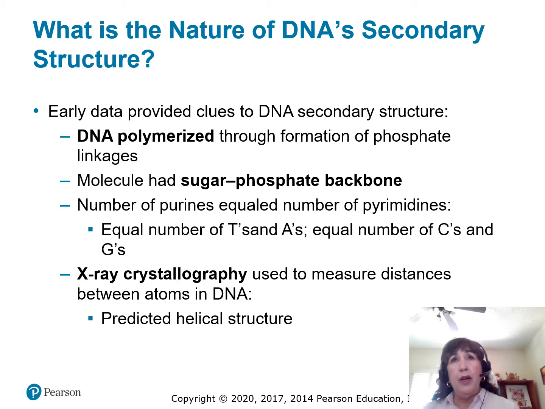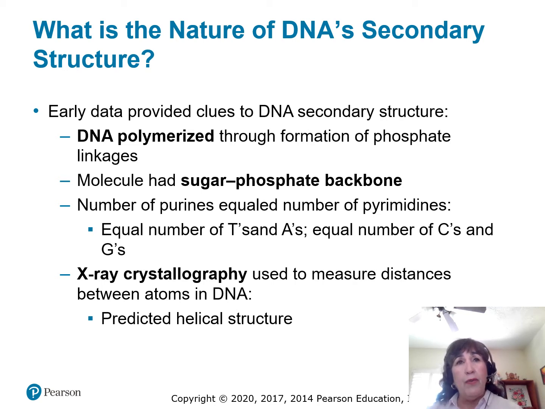What is the nature of DNA secondary structure? Early data provided clues to DNA's secondary structure. So back in the 1950s, when they were trying to figure out exactly what the DNA molecule looked like, they had several clues. So early scientists found that the number of T's always equaled the number of A's, and the number of C's always equaled the number of G's. This is called Chargaff's rule. And so this sort of gave a clue as to what it might look like.